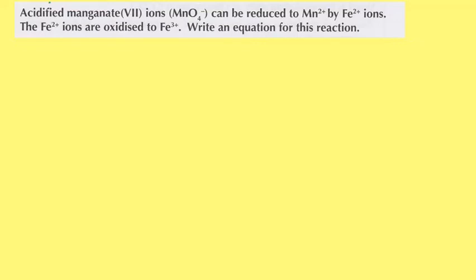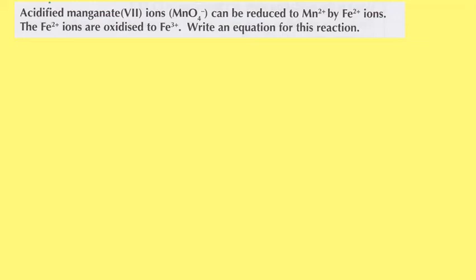Here's a trickier question for you, and it's of a difficulty consistent with one you might see in your exam. We have acidified manganate 7 ions, and they're being reduced to manganese 2+ ions by iron 2+ ions. And the iron 2+ ions are oxidized in that process to iron 3+ ions. And we're required to write an equation for this reaction.